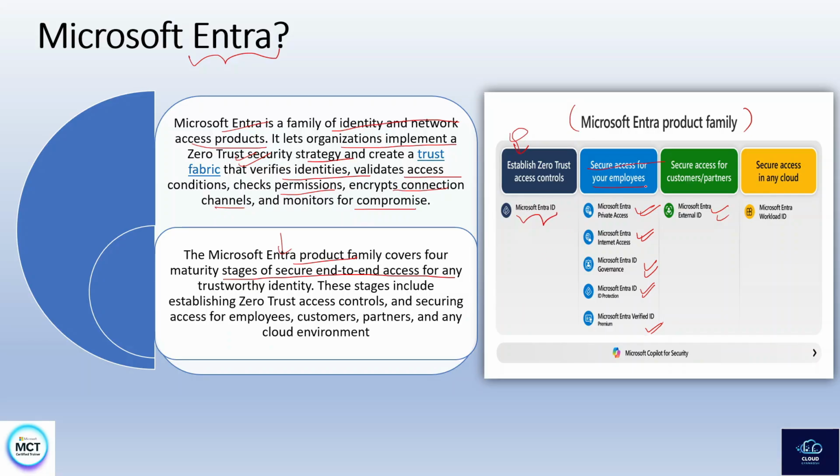If you want to secure access for your employees, in those cases we leverage the services known as Microsoft Entra Private Access, Microsoft Entra Internet Access, Microsoft Entra ID Governance, Microsoft Entra ID Protection, and Microsoft Entra Verified IDs. If you want secure access for customers or partners, we will be using external identity verification. There are external identities that can be authenticated within the Azure portal, and secure access in any cloud through Microsoft Entra Workload ID. The Entra service was known as Azure Active Directory. Now it has been renamed Microsoft Entra ID.